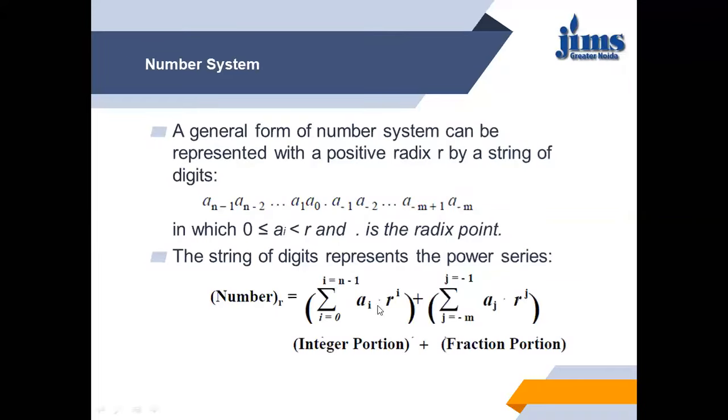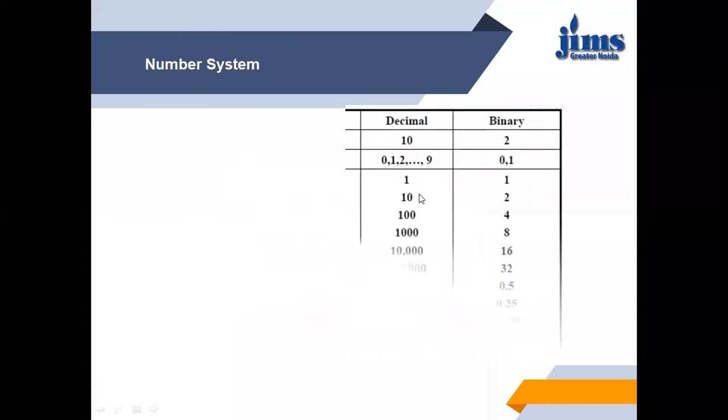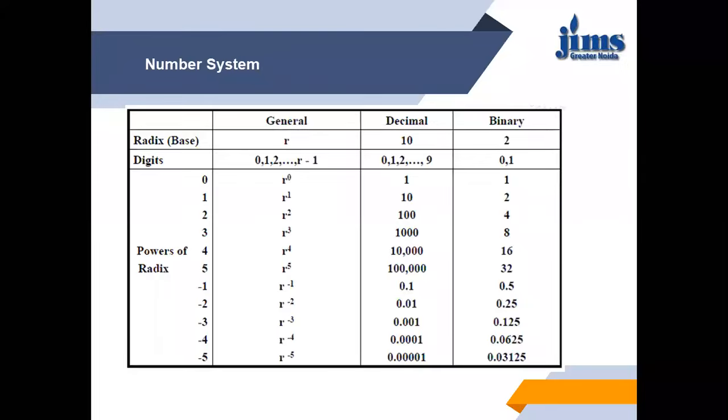Now this is your integer part and this is your fraction part. In such a way, for any number system of base r or radix r, if we represent the number like this, then the number can be converted directly to its value in the decimal number system. Now here is the general representation of a number in any base r. If r is the radix, that is the base, then the digits will be from 0 to r minus 1. If I take the example of a decimal number, the base is 10, so the digits will be 0 to 9.